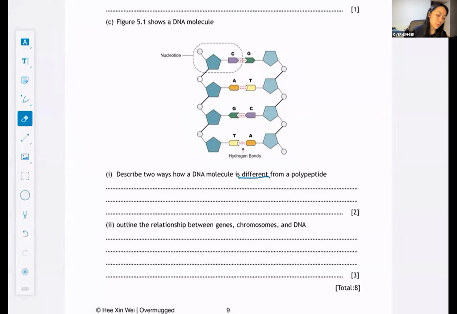Okay, so I put this question here not because it is very important to know this comparison, but more because when you ever come across a question that requires you to compare two things, don't panic, right? Even though it's not something that you usually see, don't panic first. Think of how you would at least describe a DNA molecule or how you would describe a polypeptide. Then you just try to think of the comparing points, point to point, like what I just did.